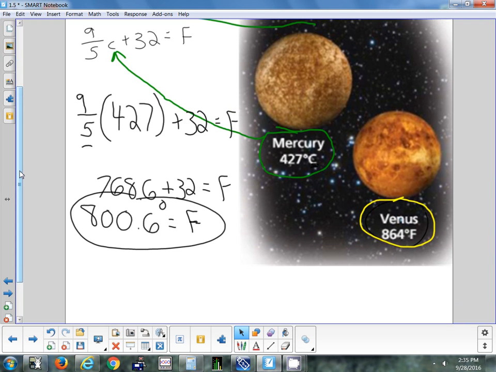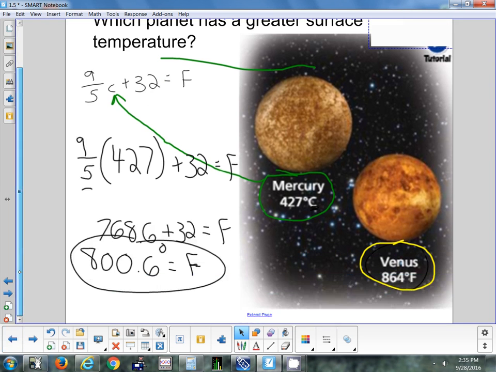All right, Venus has the greatest, like Emily told us, Venus has the greatest surface temperature.